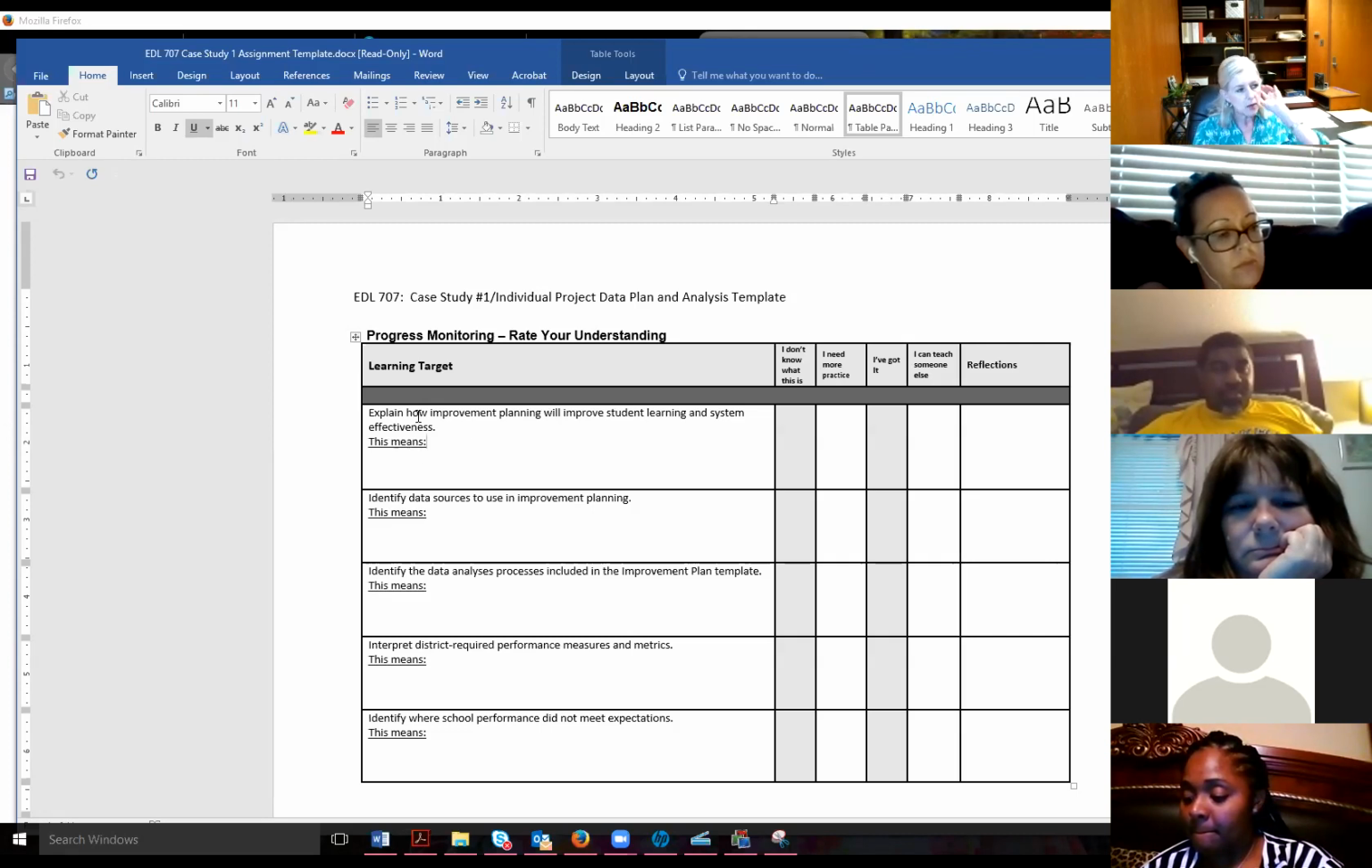It says, explain how improvement planning will improve student learning and system effectiveness. Well, for me, I know that when I can identify my students who are performing poorly on certain objectives, then I can create targeted RTI plans to assist these students. I can do maybe some cross-curricular grouping. I know all the instructional ways that this is going to help me, and I would put that into some sort of a sentence.